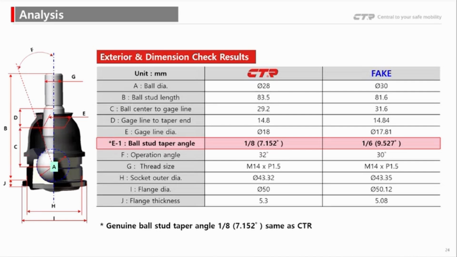This slide shows a comparison of the external dimensions between the CTR genuine ball joint and the fake product. As you can see, most dimensions are identical even though the exteriors may look similar. For example, the stud diameter of the fake part is larger. Fake 30 mm, CTR 28 mm. The stud length, gauge line position, and flange dimension also differ.